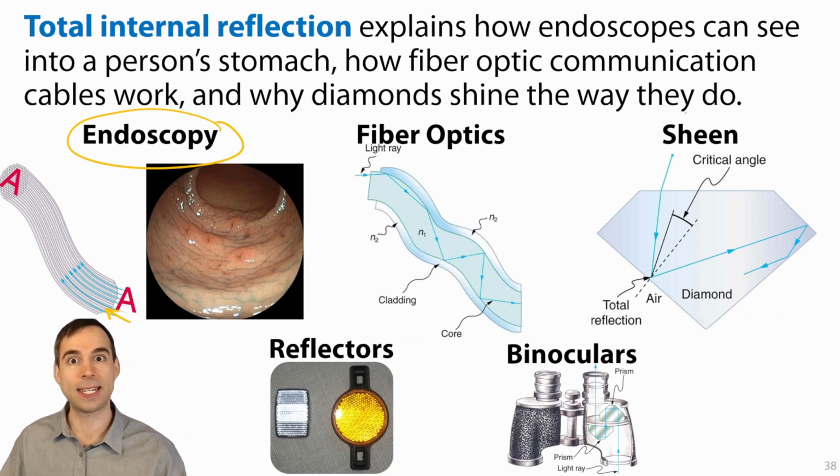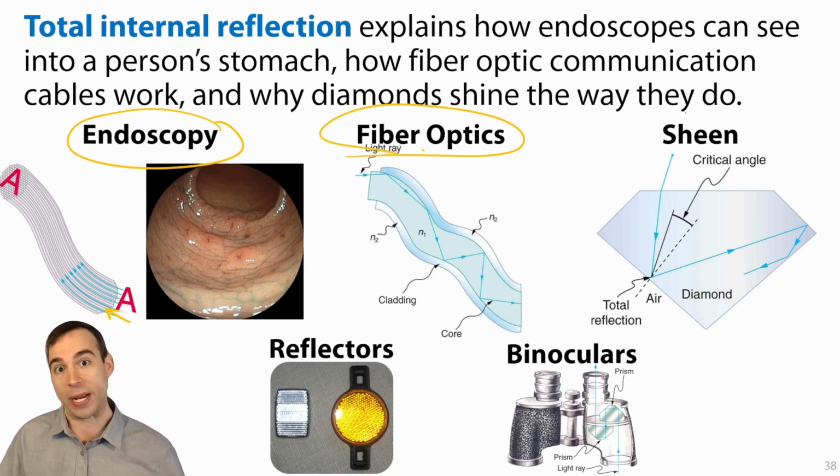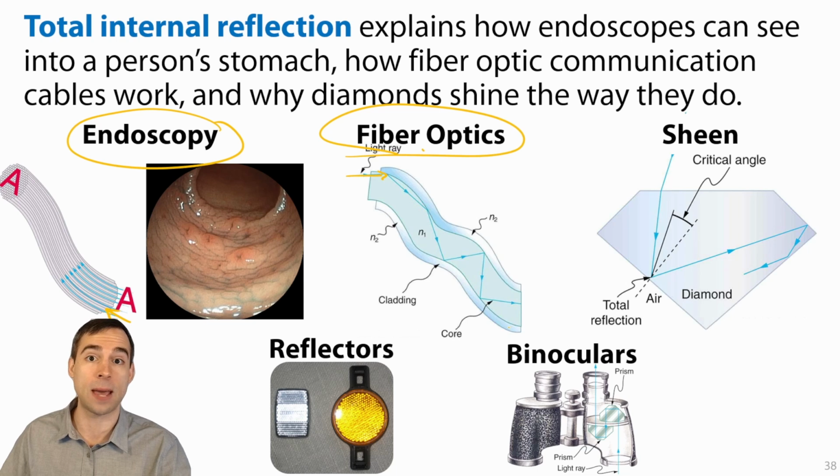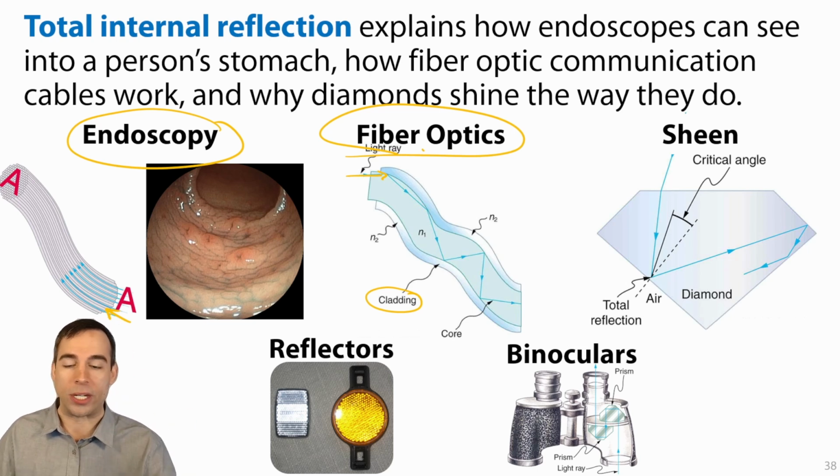This is the same idea that's responsible for how fiber optic cables work. We can transmit light signals and information with very little losses by using fiber optic cables, where a light ray is trapped entirely within the core of a fiber optic cable that is coated with some type of outer cladding that keeps that index of refraction low and allows for total internal reflection within the material itself.